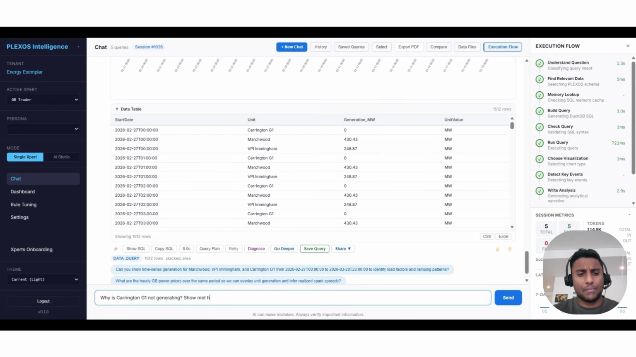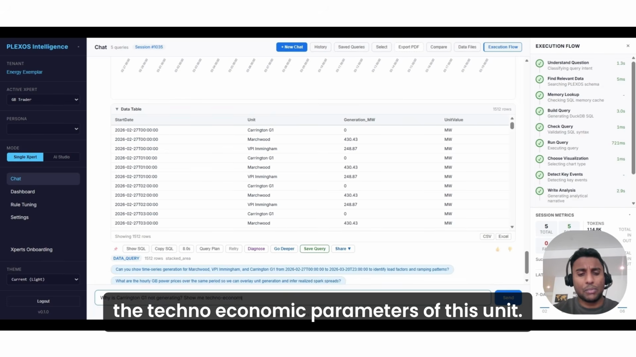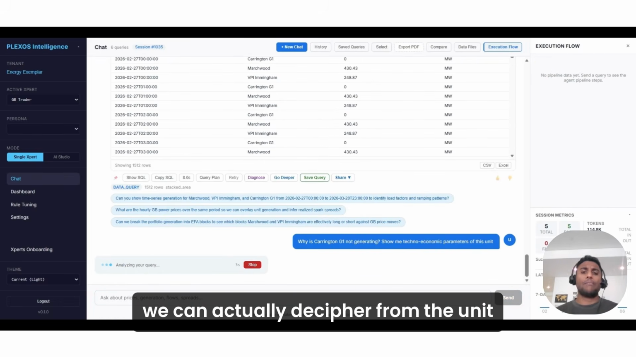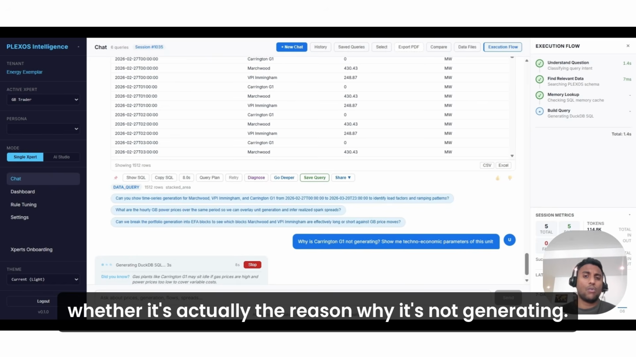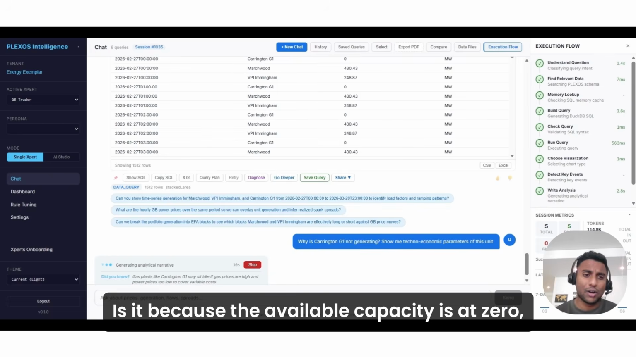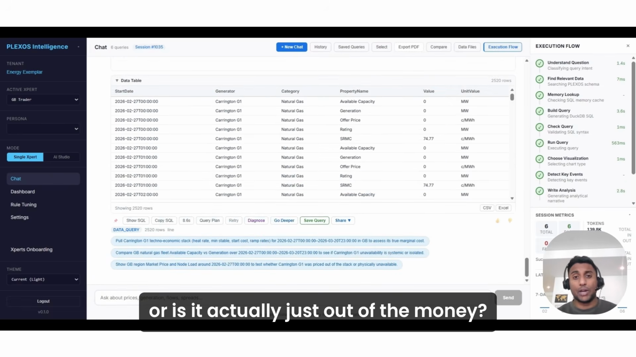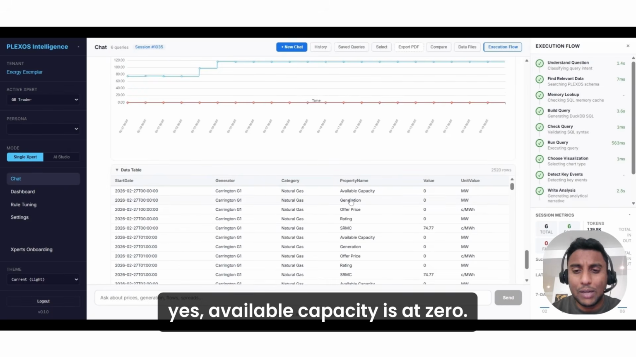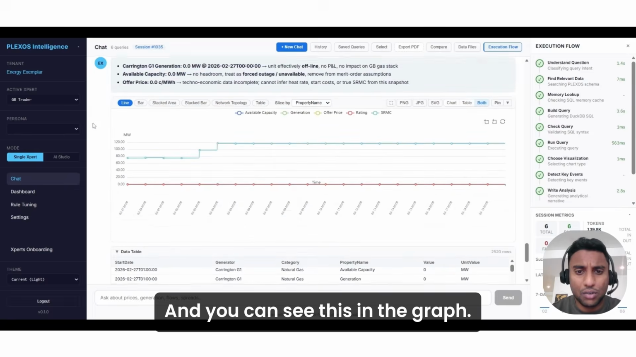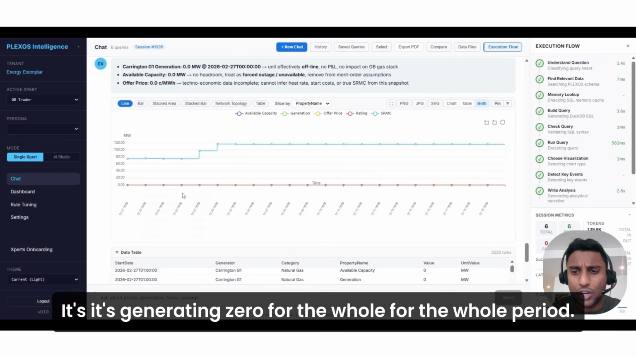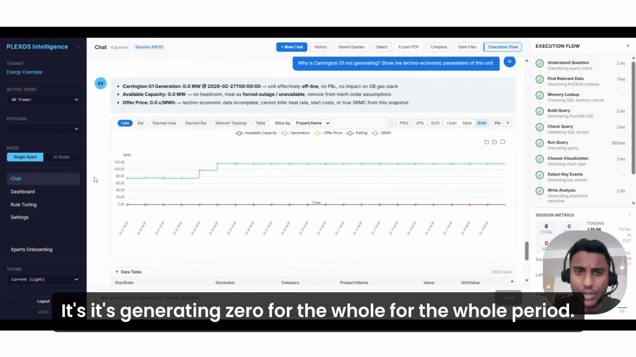Show me the techno-economic parameters of this unit. So what I'm hoping is that we can actually decipher from the unit's parameters whether it's actually the reason why it's not generating. Is it because available capacity is at 0, or is it actually just out of the money? And so what you start to see here is that actually, yes, available capacity is at 0, and you can see this in the graph. If we actually look at available capacity, you can see it's at 0 for the whole period.